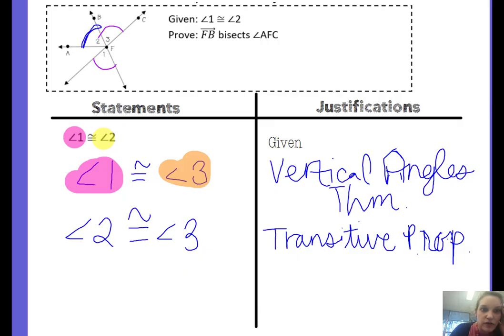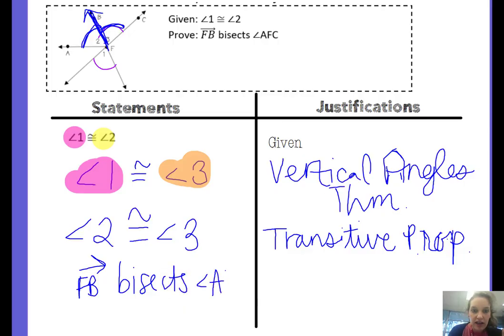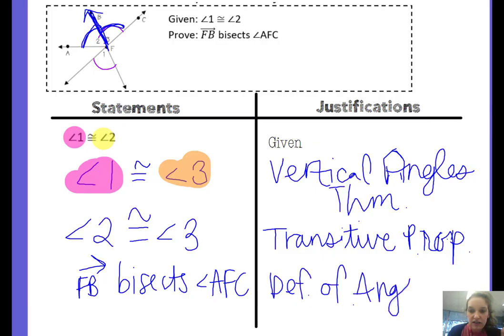Okay, so if 2 and 3 are congruent, that means that this ray is bisecting that angle. It's cutting that angle into 2 congruent halves. So if those 2 angles are congruent, that means FB must be a bisector. So FB bisects angle AFC. That's the definition of an angle bisector.